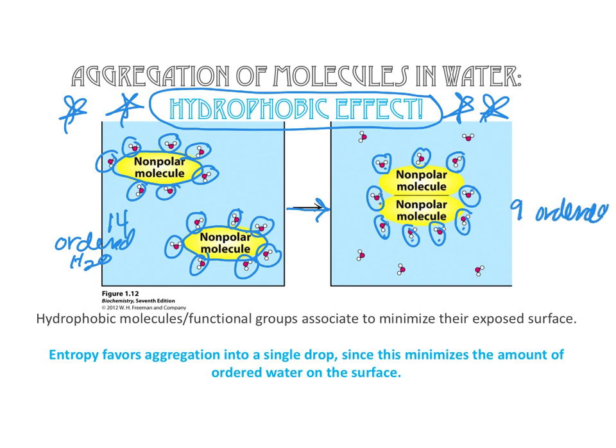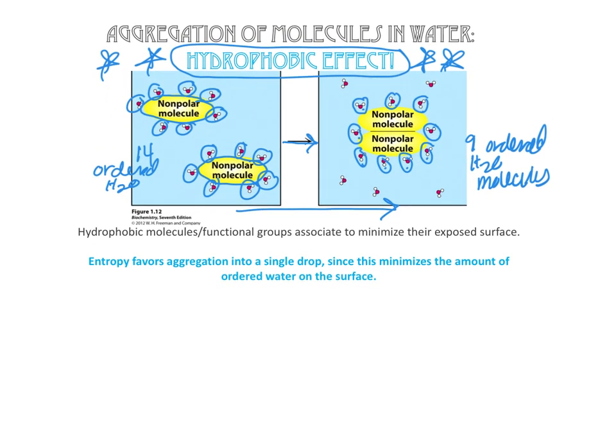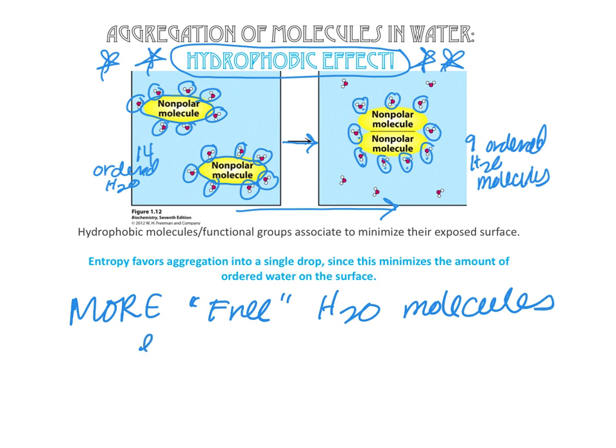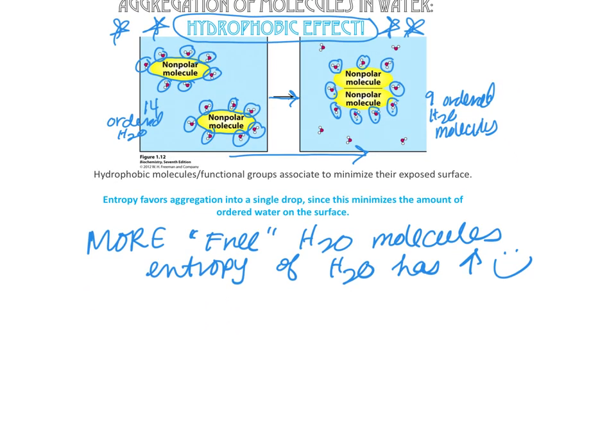Ordered water molecules. So when we go in this direction, where the nonpolar molecules come together, we have less ordered water molecules. And what that means is that there are more free water molecules, and that the entropy of water has increased, which is a favorable event. So when we go from left to right, again, in this aggregation event, that is a spontaneous event. And described thermodynamically, spontaneous events have a negative delta G.